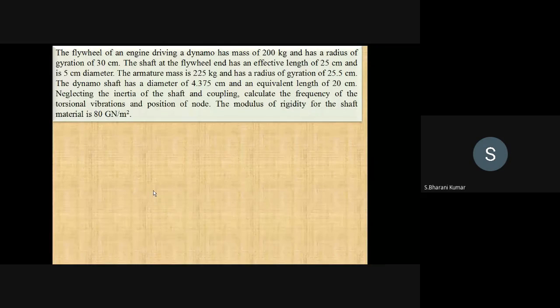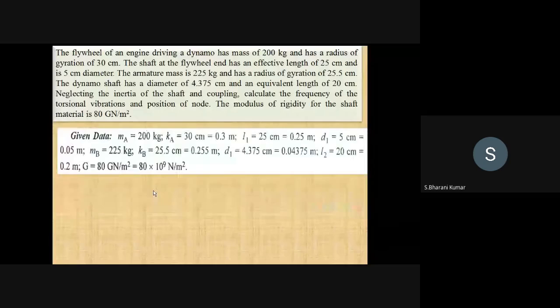Okay, everything is given in terms of centimeters, so convert into meters and do that. Okay, that's it. The remaining will all be the same. Yes.